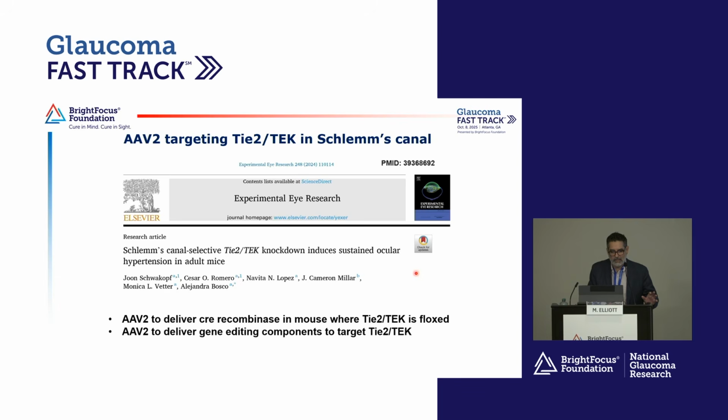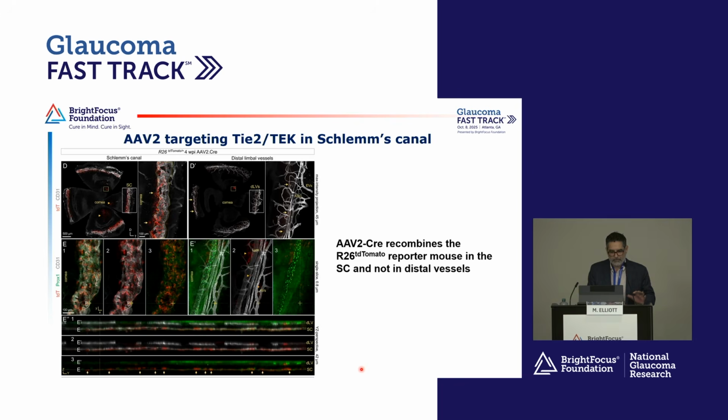The last thing I'll shift gears on is a study that uses AAV2. This is a more recent study. And in this case, they're not delivering TGF-beta 2, but are delivering means to manipulate the Tie2 system in Schlemm's canal. So they use an AAV2 that can target the Schlemm's canal, sort of bypass the TM, and also not target other vascular systems. And in this study, they used both an AAV2 that delivers a Cre recombinase, which they used in the context of a mouse that has the Tie2 gene floxed, or has intragenic LOXP sites inserted, and also an AAV2 that delivers gene editing components, which I won't talk about.